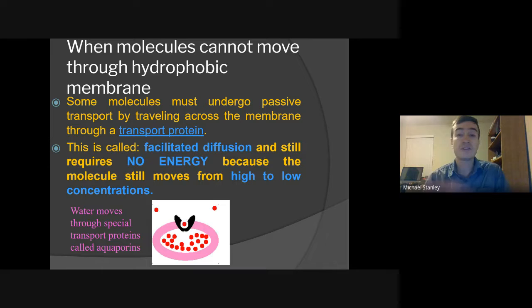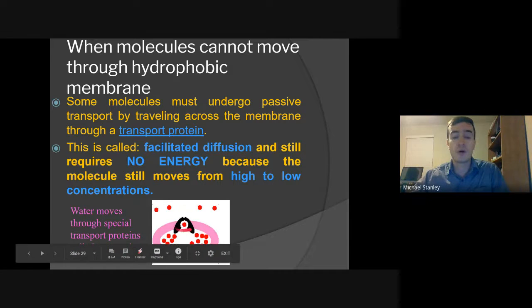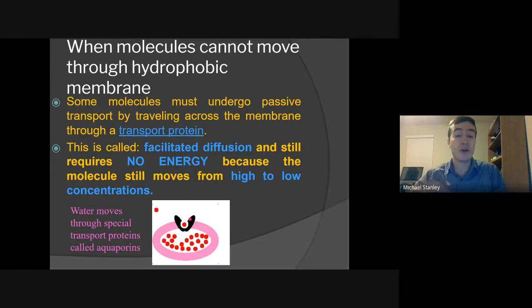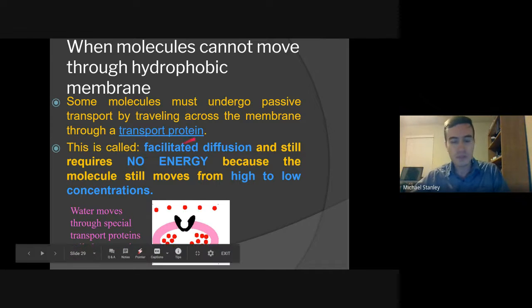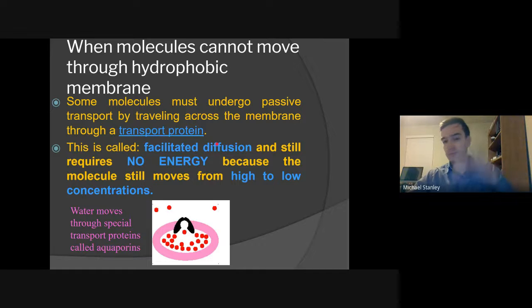Again, it still is going to move based on its concentration. So it's still going to go from wherever it's high to wherever it's low. It just can't do that directly across the membrane. So these aquaporins, these water transport proteins, naturally, with no energy, let the water move from one side to the other. So it still wants to happen. It still naturally happens. It just has these transport proteins helping it out.